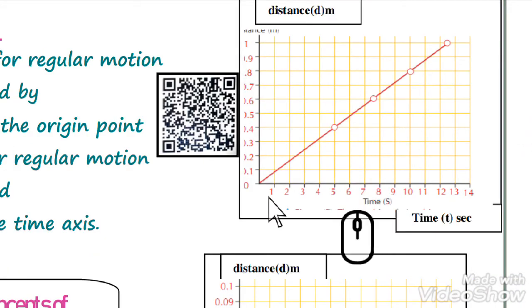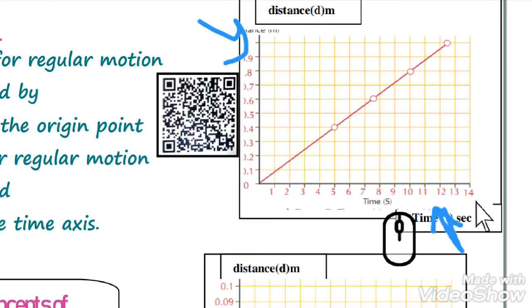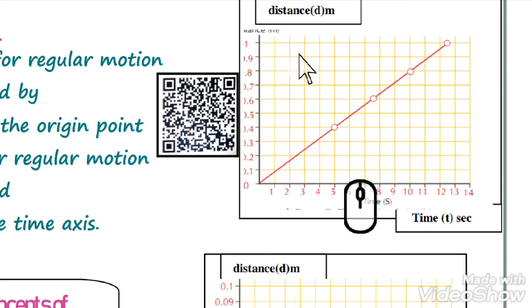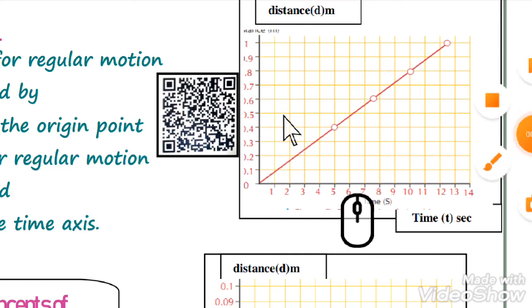But what kind of speed does this graph represent? First, we will look at the two axes that the graph has. Once we find that the two axes are distance and the time, it represents a speed. But what kind of speed? That depends on the slope or the line drawn inside the graph. If it's a straight line passing through the origin point, it represents, as we said before, the regular or constant speed.